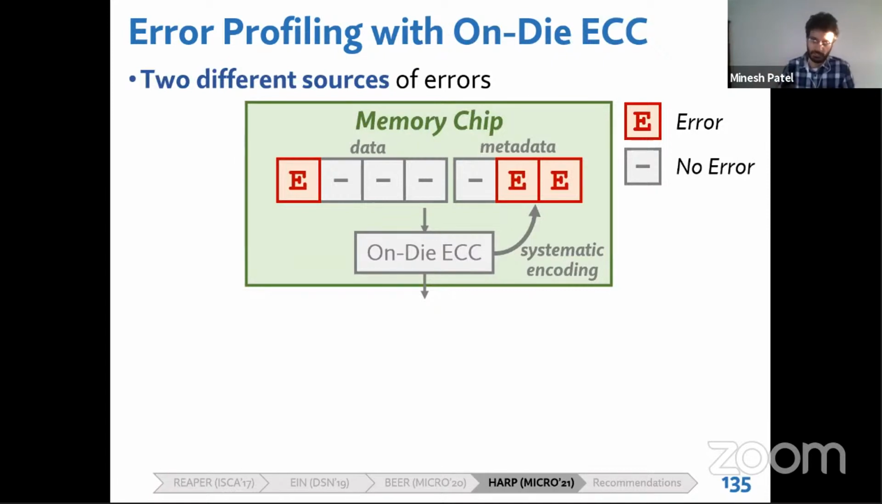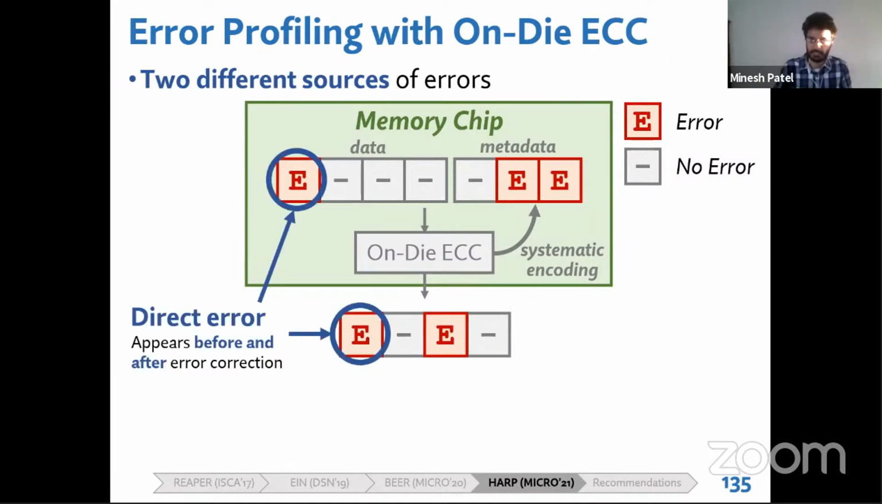And note that, again, we're assuming a systematic encoding, which means that the data and metadata are stored separately. Now, at the interface, the profiler observes two errors, let's say. However, we categorize these errors differently. The first error shown on the left is a direct error because it corresponds to an error within the data bit within the memory device. And due to the systematic encoding, an error at that first bit position corresponds to an error after on.ECC decoding.